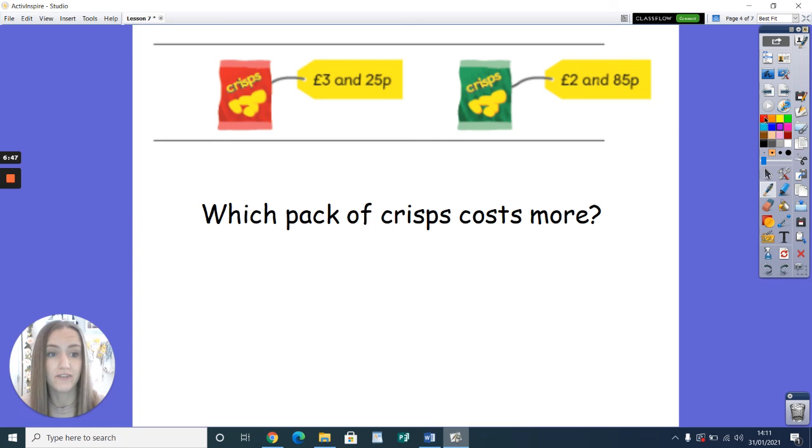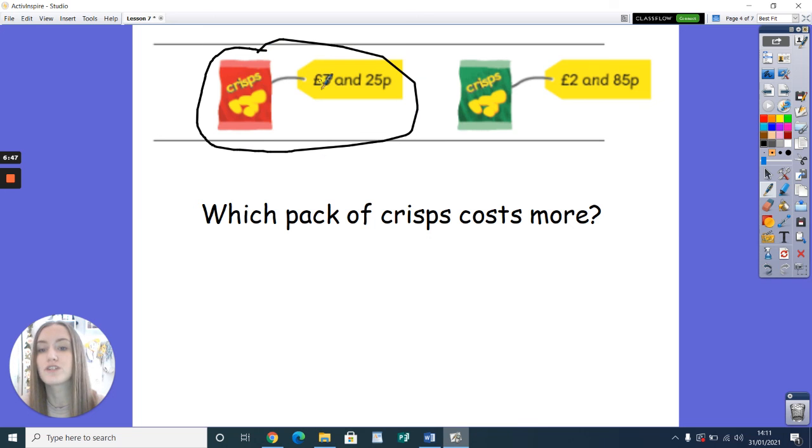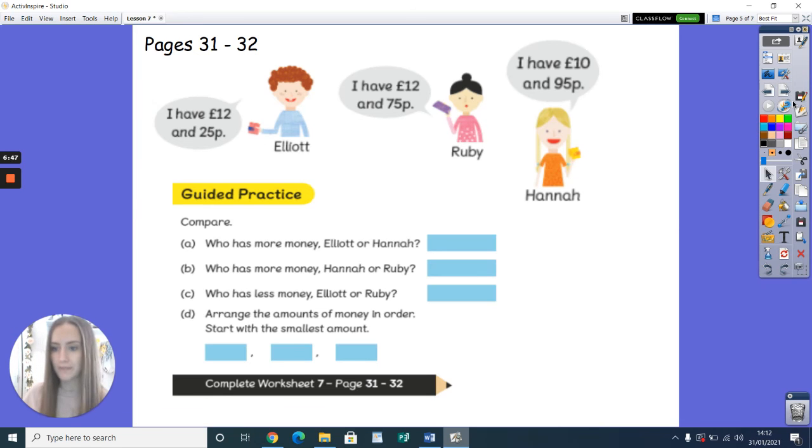That's right, if you told your adult that the red bag costs more because it costs more pounds than the green bag, then you would be correct. Well done. Right, this time in your guided practice, they've made this one really straightforward for you too because they've given you the amounts. So Elliot is saying something, we know this because he's got a speech bubble, and he's saying how much money he's got. Ruby's saying how much money she's got, and Hannah is saying how much money she's got. And then you've just got to answer some questions about these three children, but reading carefully.